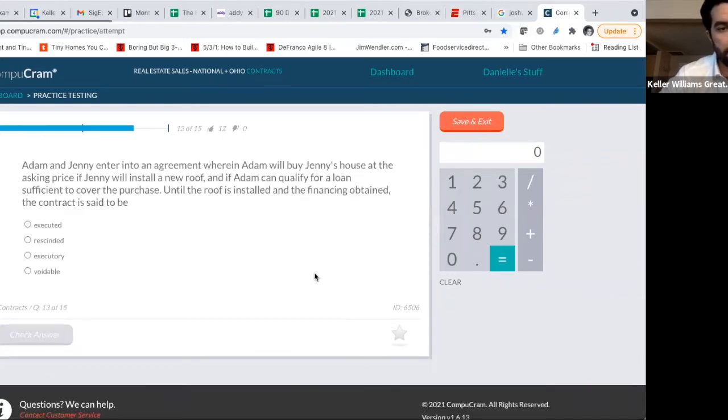All right, Adam and Jenny enter into an agreement wherein Adam will buy Jenny's house at the asking price if Jenny will install a new roof, and if Adam can qualify for a loan sufficient to cover the purchase. Until the roof is installed and until financing is obtained, the contract is said to be A, executed, B, rescinded, C, executory, or D, voidable.